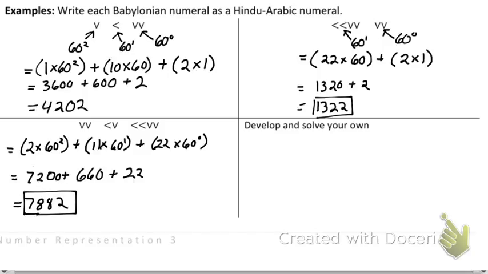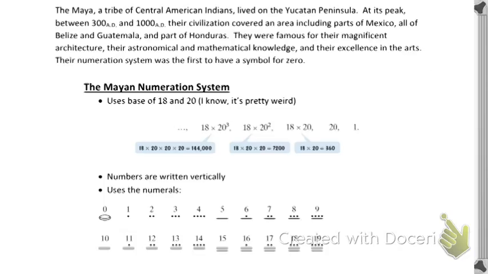That next one says, develop and solve your own system. That is going to be part of your homework if you didn't get it done. All right, so you're going to develop your own. It has to be at least 3 bases, or 3 place values I should say. And I will check that tomorrow with your homework.